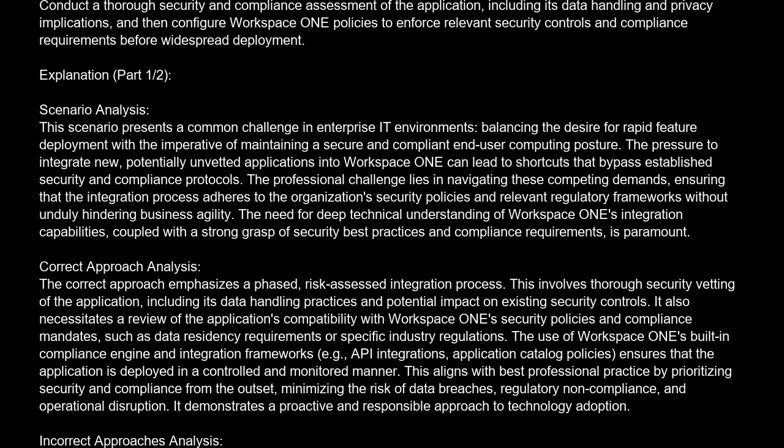This aligns with best professional practice by prioritizing security and compliance from the outset, minimizing the risk of data breaches, regulatory non-compliance, and operational disruption. It demonstrates a proactive and responsible approach to technology adoption.